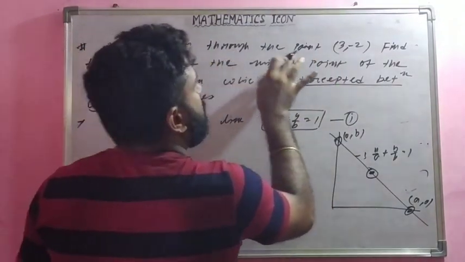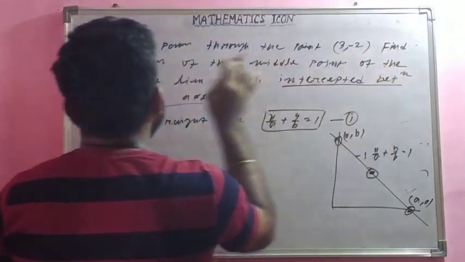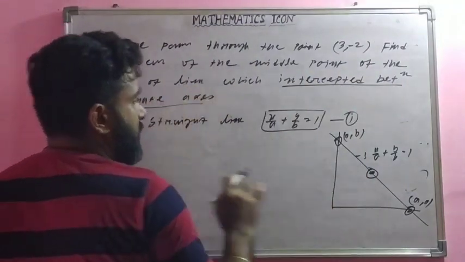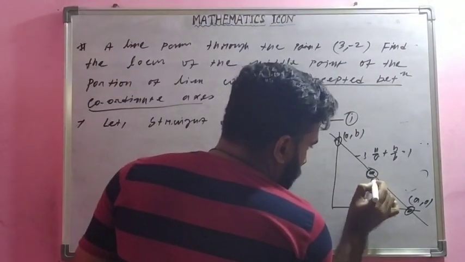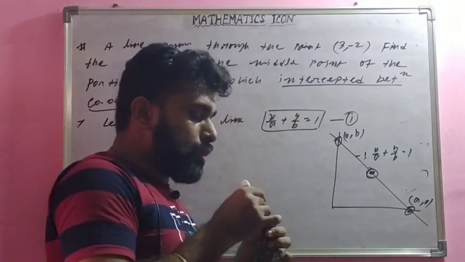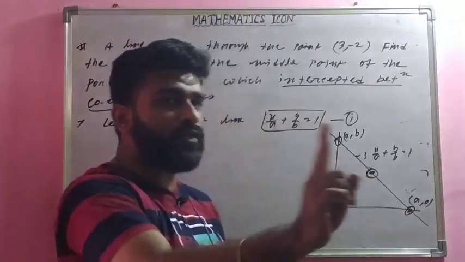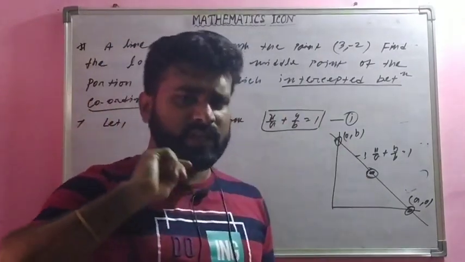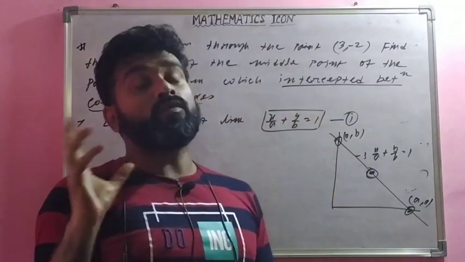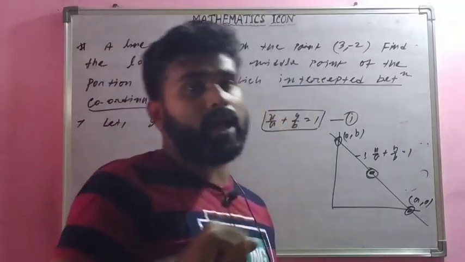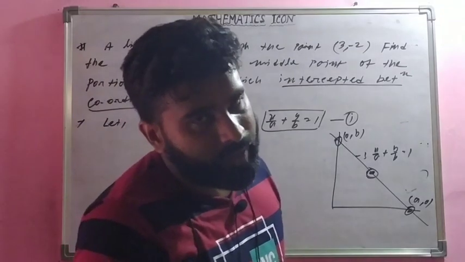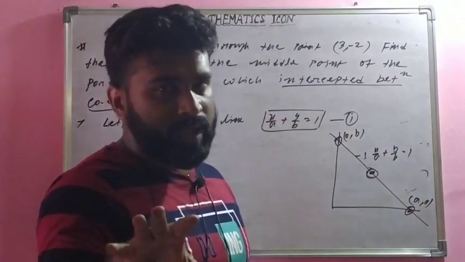A line passes through the point (3, -2). Find the locus of the middle point of the portion of the straight line. That means यहां पर मिडल में एक पॉइंट है जिसका कोऑर्डिनेट हम लोगों को नहीं पता. ठीक है, तो ये जो पॉइंट है वो कंटिन्यूअसली मूव कर रहा है. अब मूव करने के बाद उसका जो पाथ निकलेगा, उसका इक्वेशन क्या होगा, वो आपको निकालना है. ठीक है, समझ में आया मैंने क्या बोला है.